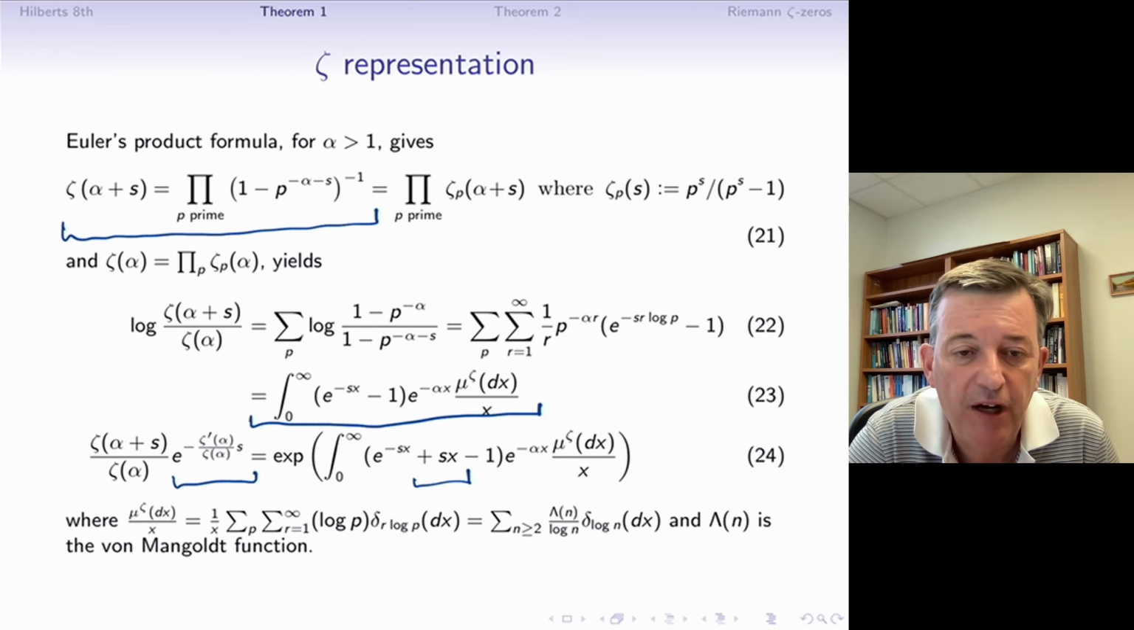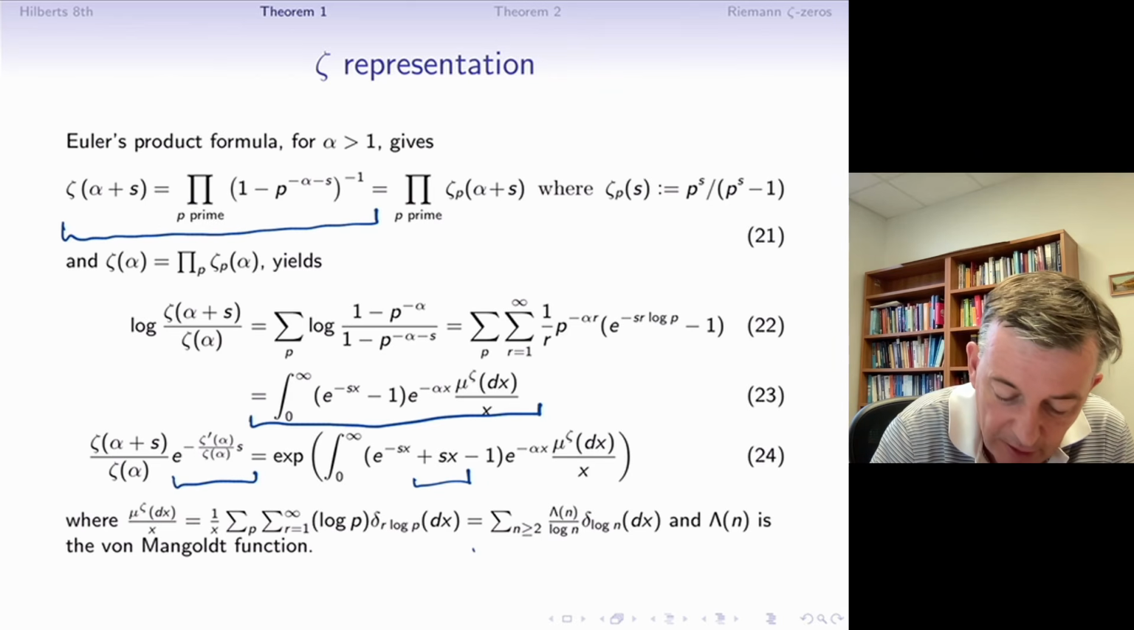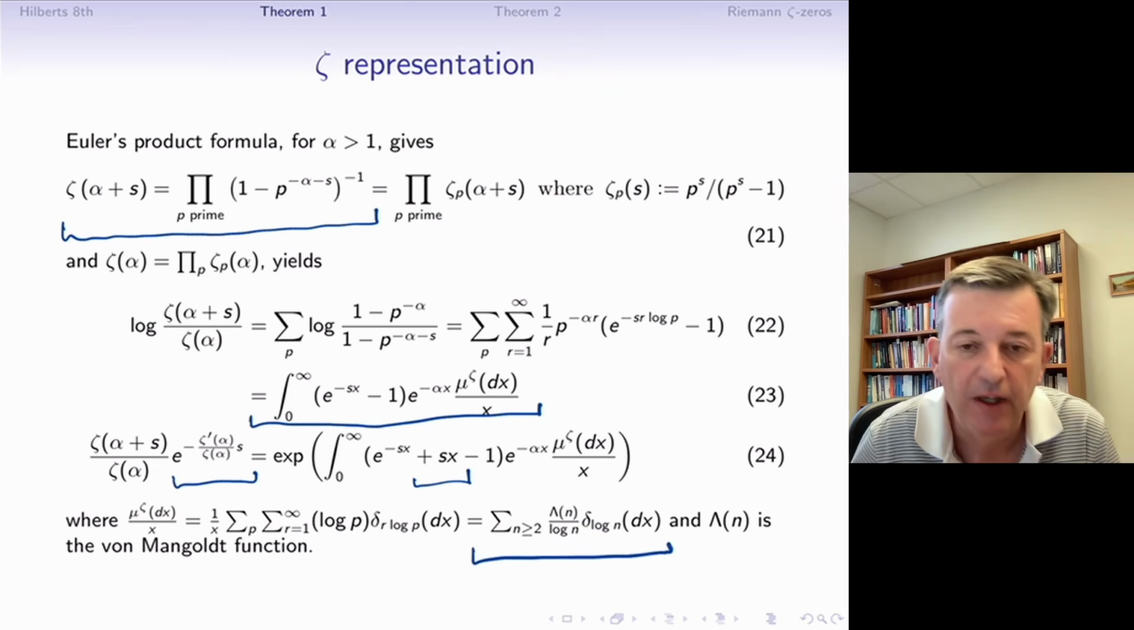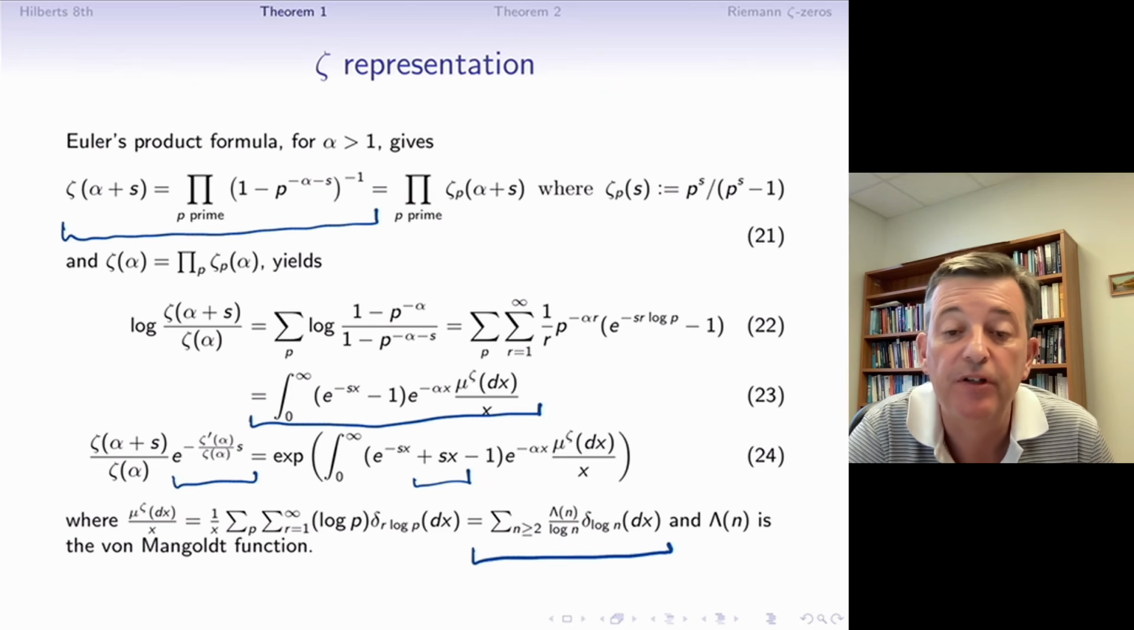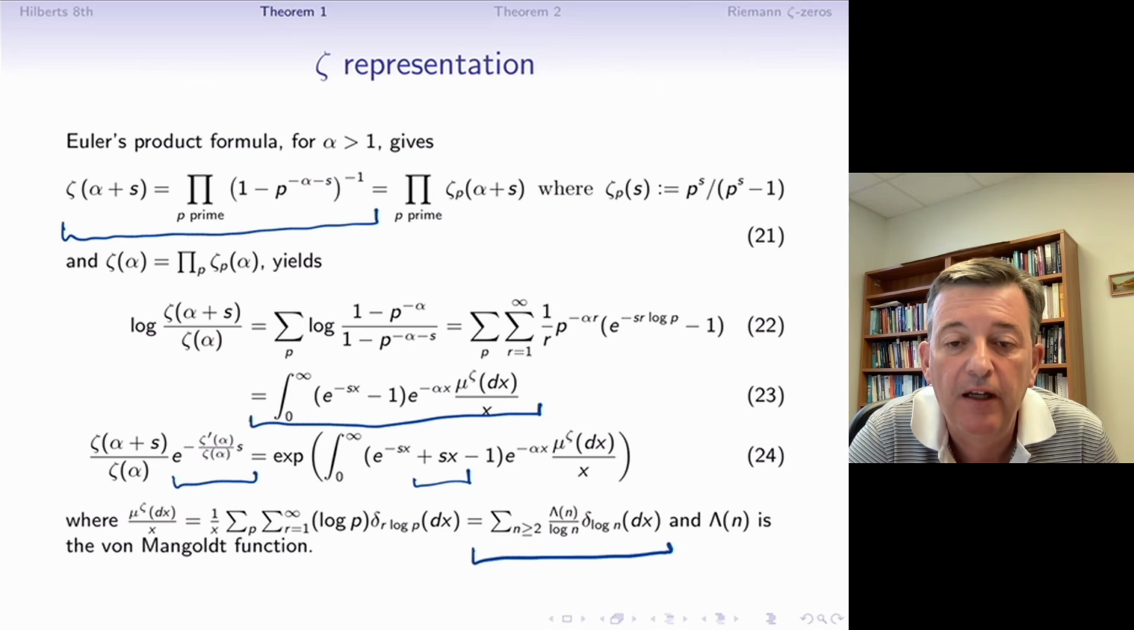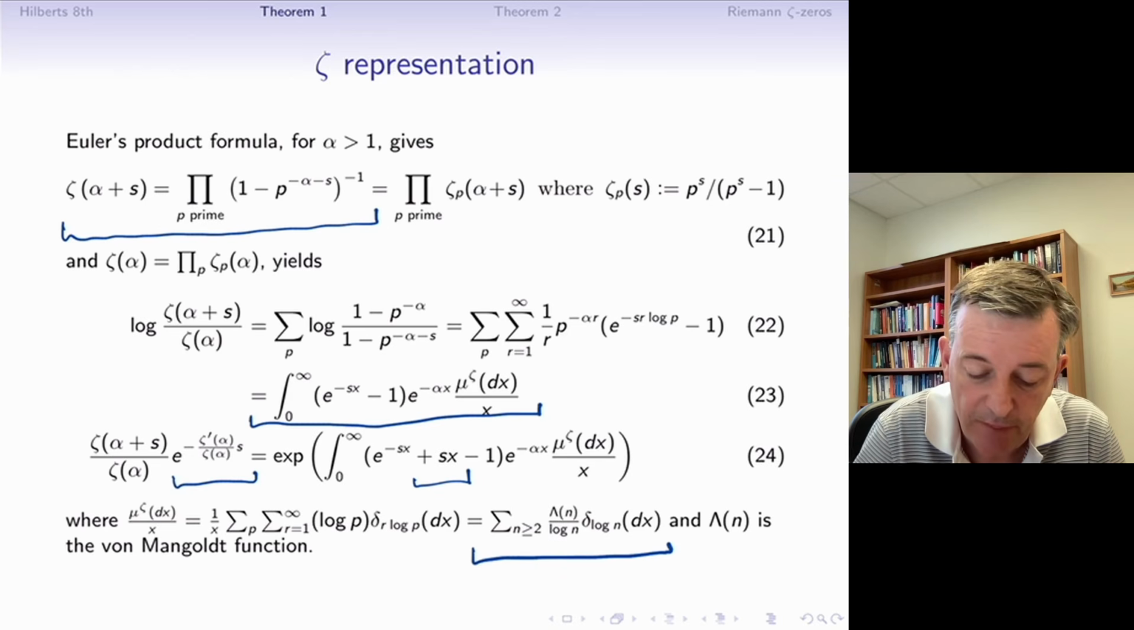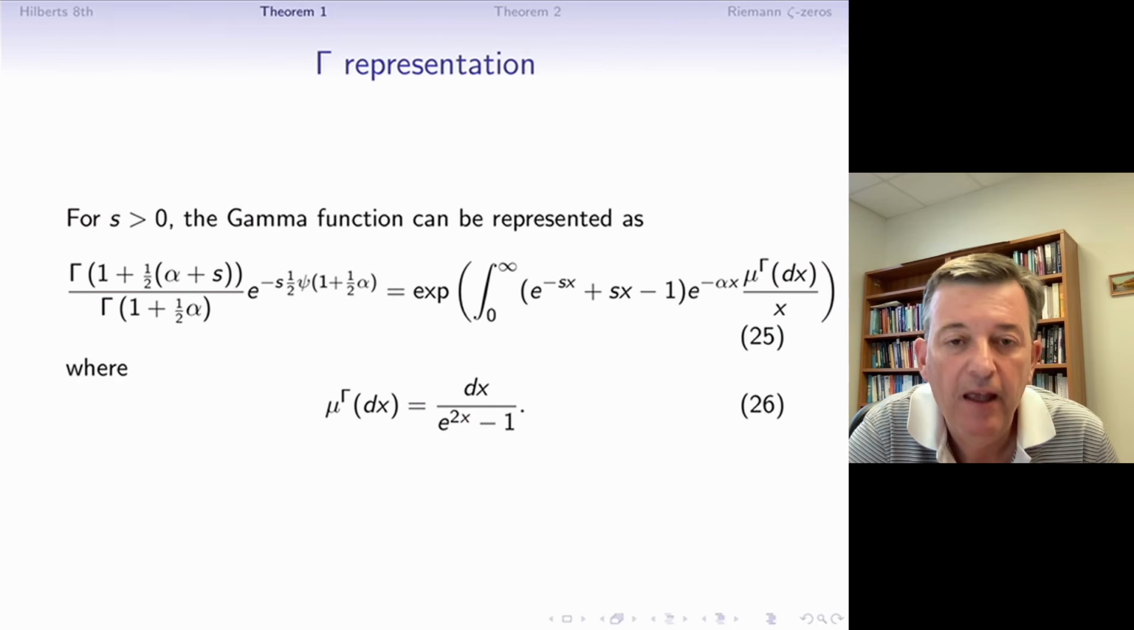It's a sum over primes, a sum over r of log p, a Dirac delta at r log p of dx. If we combine terms, essentially we get a sum that involves a Dirac delta mass at log n with weights given by the von Mangoldt function lambda of n over log n. Okay, so that deals with the first term. Let's deal with the next term.